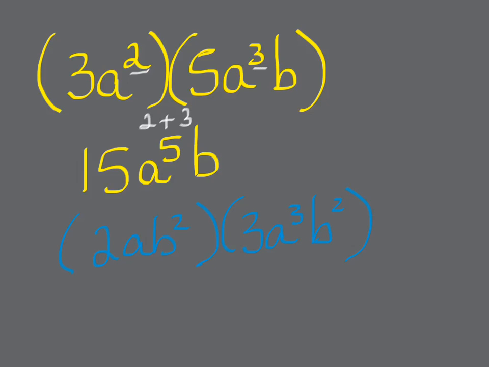Here's another example. Again, we multiply the coefficients first. 2 times 3 gives us 6. And then we have a to the 1st times a to the 3rd. And that's going to add the exponents, which gives us a to the 4th. We have b squared times b squared. 2 plus 2 is 4. So, when multiplying variables, we add their exponents.